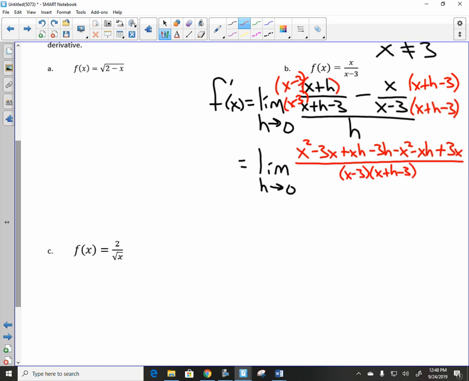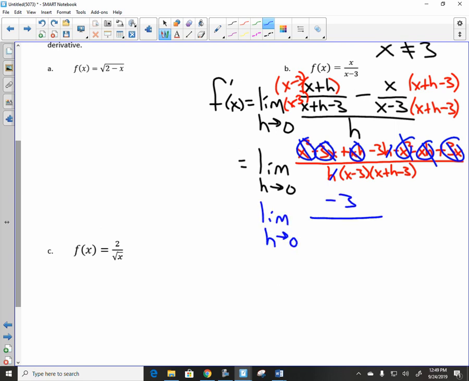Instead of writing that, what could I just do? Drop the h in the denominator. What happens? Christmas happens, right? Like, yay, I get to cross stuff off. Best day ever. H's are gone, leaving a negative 3. Limit as h goes to 0 of negative 3 over x minus 3 times x plus h minus 3. Great. Can I now plug in the 0? Yes. And what do you get?